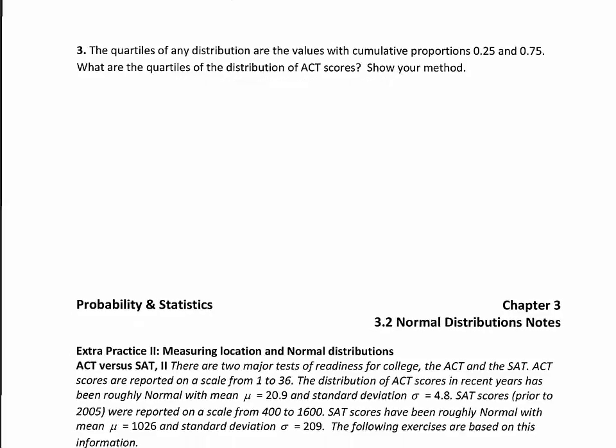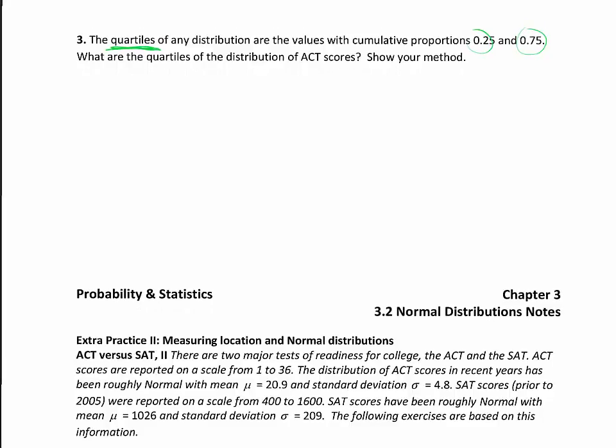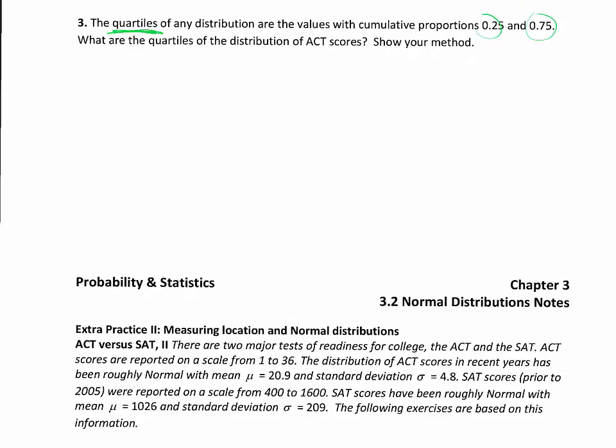So the quartiles of any distribution are the values with a cumulative proportion of 0.25 and 0.75. Okay, and think about quartiles in terms of quarters. A quarter of the area, 0.25, and then 3/4 of the area, 0.75. So what are the quartiles of the distribution for your ACT scores?